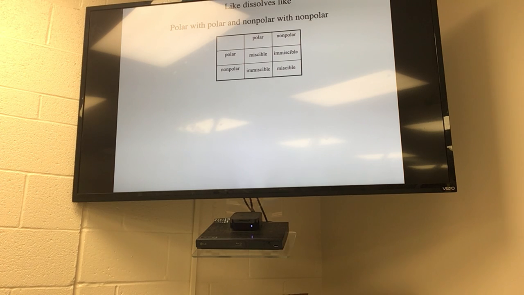So nonpolar with nonpolar are miscible. Polar with polar are immiscible. But if they mix them, they are not. It's sort of described when you talk about wetness. Because a duck doesn't get wet.